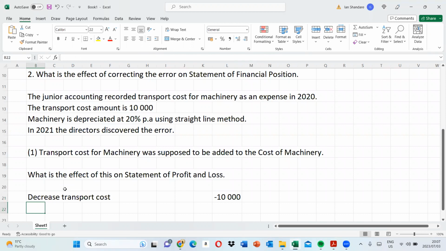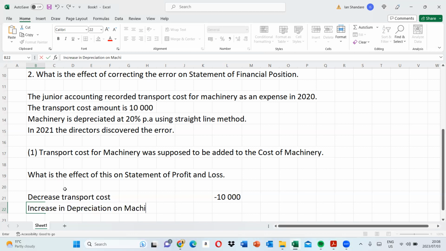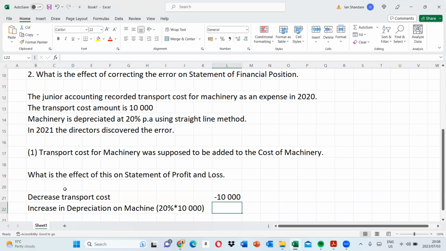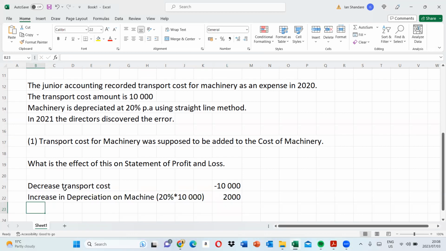Now, we record the transport cost under machinery. What do we do to machines? We can all agree that we calculate depreciation on machines, right? So that means there's going to be an increase in depreciation on machinery. How much? 20%, assuming we bought it at the beginning of the year. 20% times 10,000. So there's actually an increase. See that?